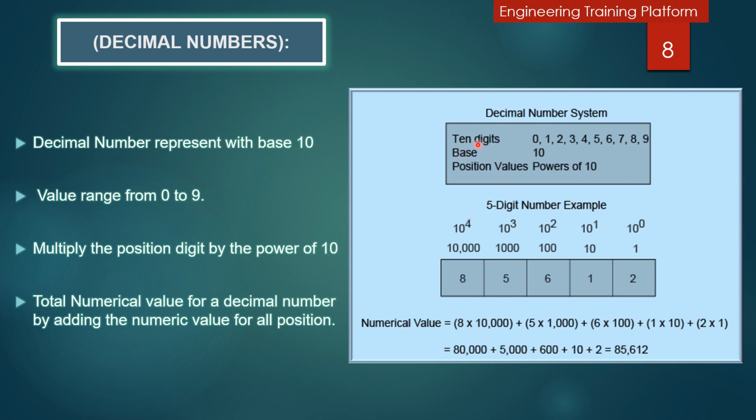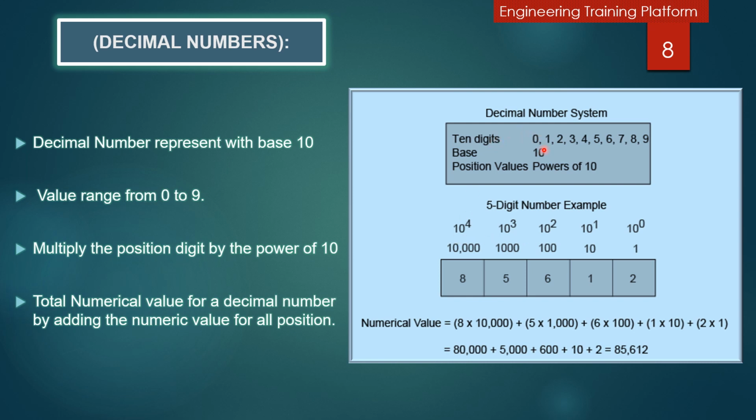The decimal number uses 10 digits, starting from 0 to 9, with a base of 10 and position values as powers of 10. For this example, I have given a 5-digit number: 8, 5, 6, 1, 2. On the right side is always the least significant bit, and on your left side will always be the most significant bit. Here you can see the base of 10.